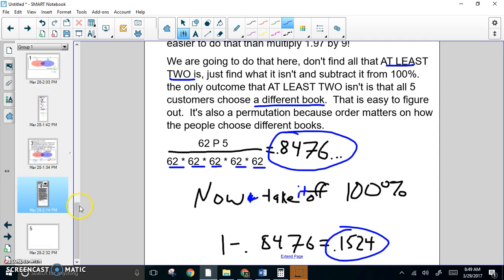Well, that's a lot easier than finding all those other outcomes and adding them up. Or you can take everything that it isn't in one fell swoop and take it off 100% and get it a lot faster, a lot easier.